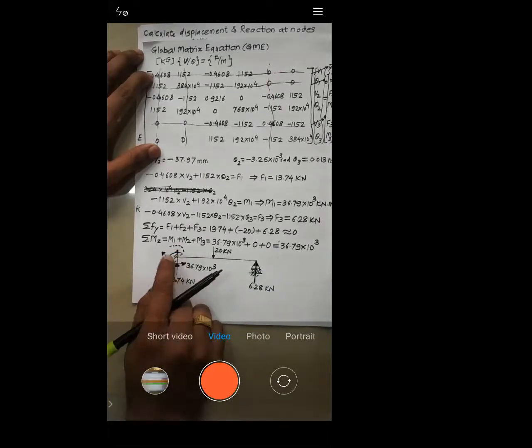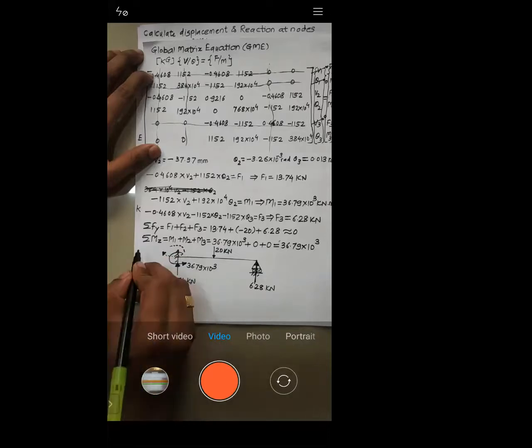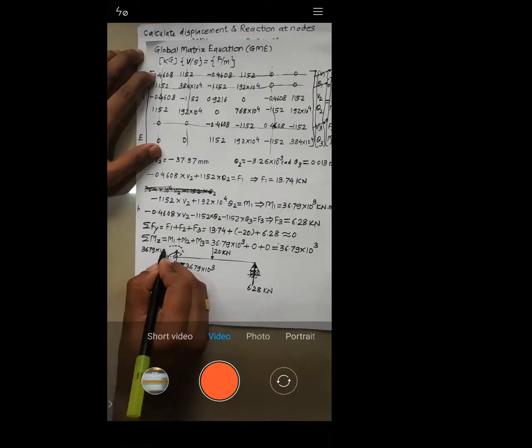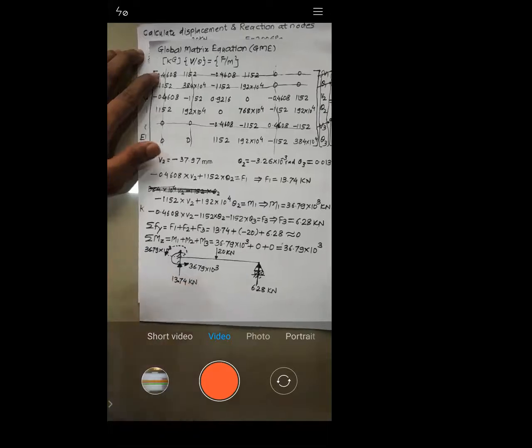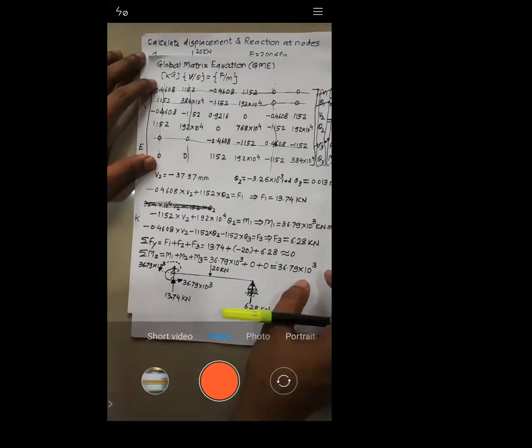I have the movement produced in anti-clockwise, so I will produce the movement in clockwise. That is with the same magnitude, that is 36.79 into 10 to the power 3. But in which direction? Clockwise direction. Then only this structure will be balanced. Yes or no? Yes, sir.